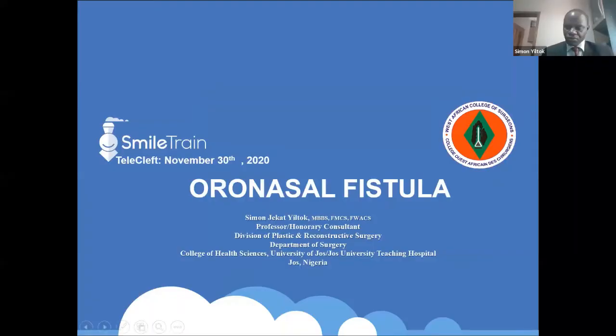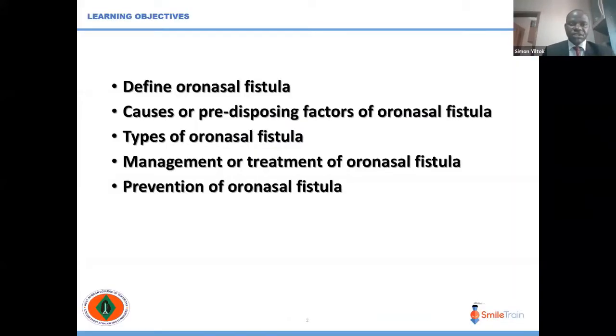Today's lecture is on oronasal fistula, which we know is one of the biggest complications of cleft palate surgeries. By the end of this lecture, the learning objectives are: one, to be able to define what an oronasal fistula is, to know the causes or predisposing factors that result in oronasal fistula, the various types of oronasal fistula, management or treatment of oronasal fistula, and the prevention of oronasal fistula.